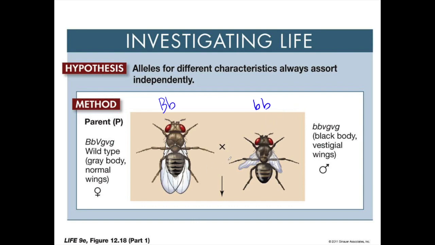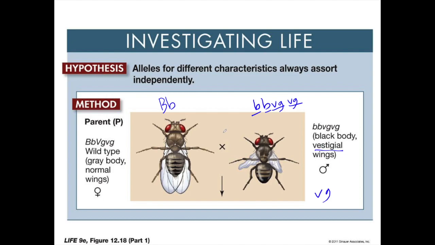But the wing shape, vestigial, that's going to be a two-letter abbreviation. We're going to represent it as VG. So this fly here was homozygous recessive for vestigial wings. The way we would write that is little vg, little vg. So this is one copy of the gene, and this is the other copy of the gene. It's just a two-letter abbreviation instead of a one-letter abbreviation. Now this fly was heterozygous for vestigial. And so like with Mendel, that'd be like big P, little p, or here, big B, little b.